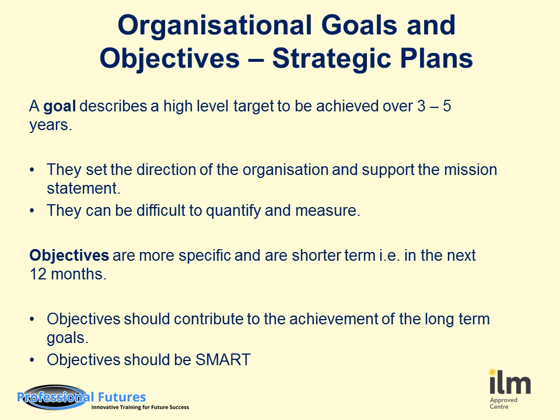Objectives, on the other hand, are more specific and they are shorter termed, for example, in the next 12 months. But the objectives should contribute to the achievement of the long-term goals, and they should be SMART. And SMART stands for specific, measurable, achievable, realistic and time-bound. And if you produce well-defined objectives, you should ensure that they also incorporate their own key performance indicators. And we can see how these measures are very important, because without them it would be impossible to manage the objectives and gauge whether we were achieving our goals.